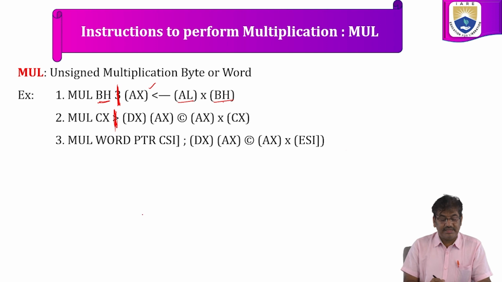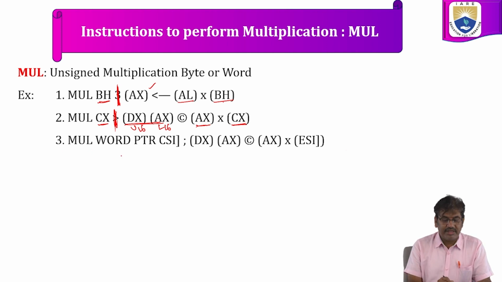Next, MUL CX. Here the register is 16-bit in size. So the contents of the CX register will be multiplied with the 16-bit AX register. The 32-bit result we can see in the DX:AX register pair. The lower 16 bits are in the AX register and the upper 16 bits are in the DX register.